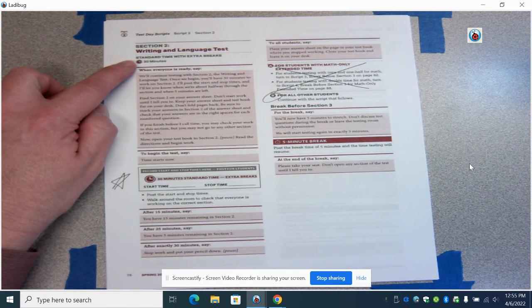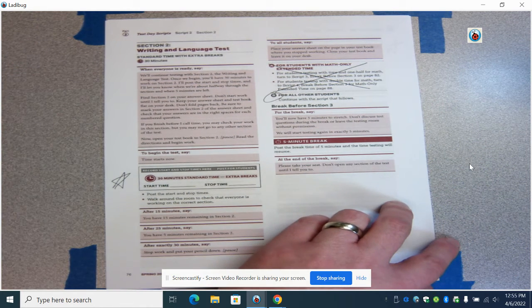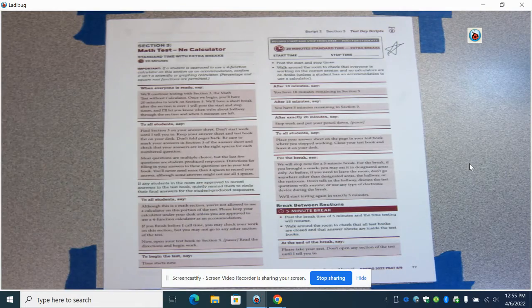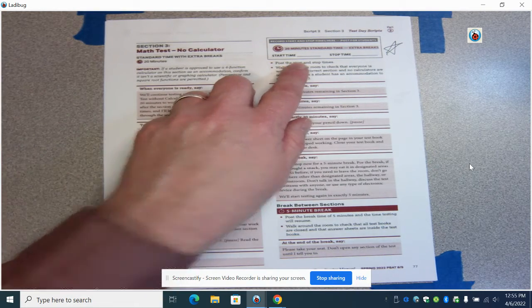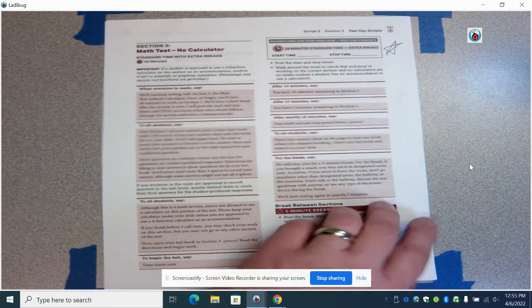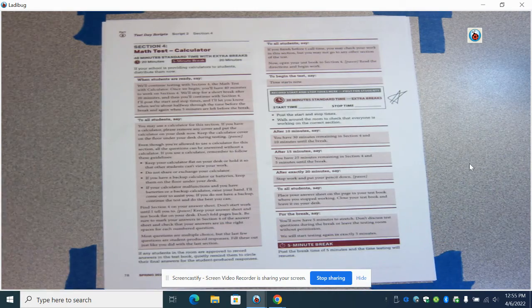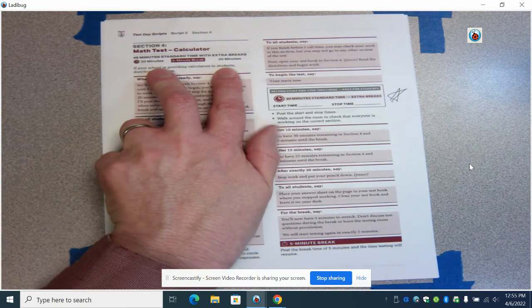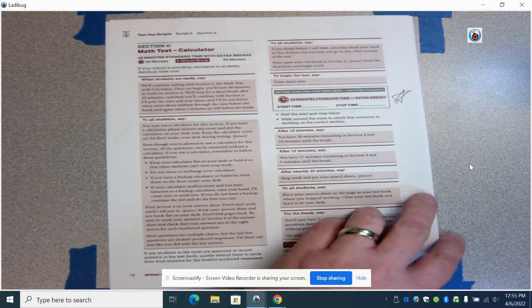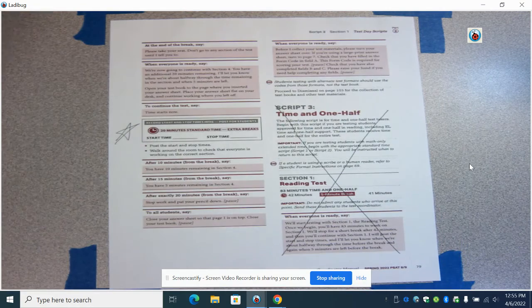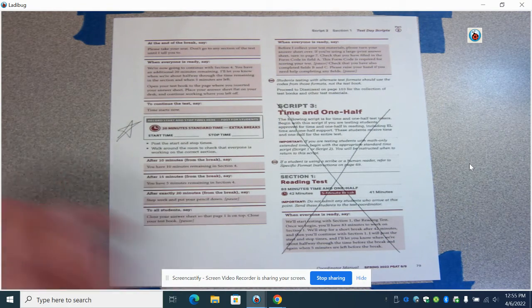Writing language, they do not break up. It's just 1 30-minute. Same with the math test. It's only 20 minutes. But then the second math test now is broken up. There's 2 with an extra break built in here. So you're going to continue through that, record start and stop times, and complete the test.